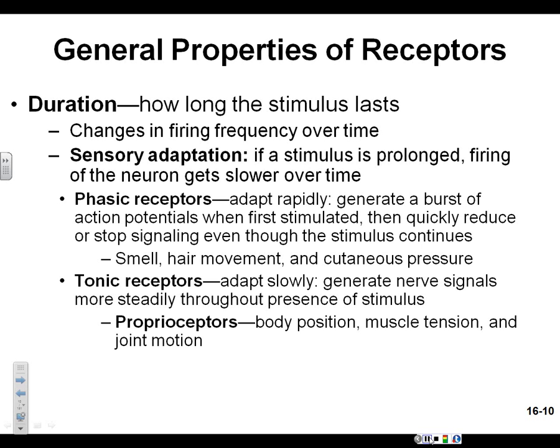So we've got proprioception. Remember, we said that's body position in space. Phasic receptors, these are adapted. You get a quick burst of action potentials when the stimulus first occurs, then you get a quick response and then it stops, such as smell and cutaneous pressure, touching on the skin. Sensory adaptation can be prolonged over a period of time, so the neurons get slower and slower over a particular time frame.